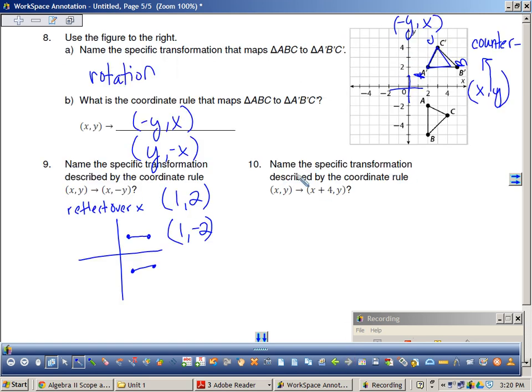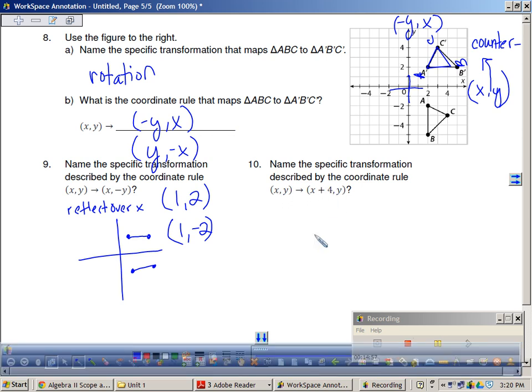All right. Name the specific transformation described by the coordinate rule. If I have x comma y, and I add 4 to the x, what type of transformation is that? If you don't get it, make a picture. Make x, y whatever you want. The translation 1, 2. If I want to change that, here's the rule. What happens to x? You add 4 to it. So it would be 5, and y stays the same.